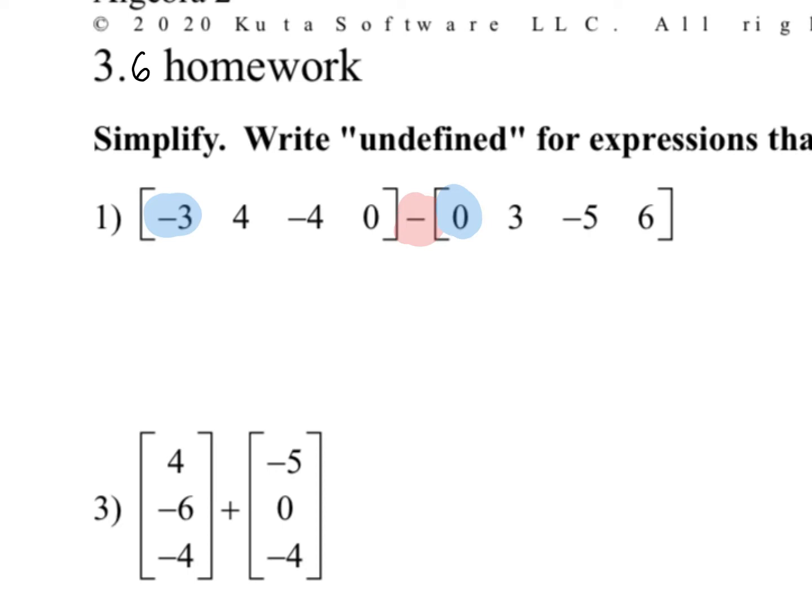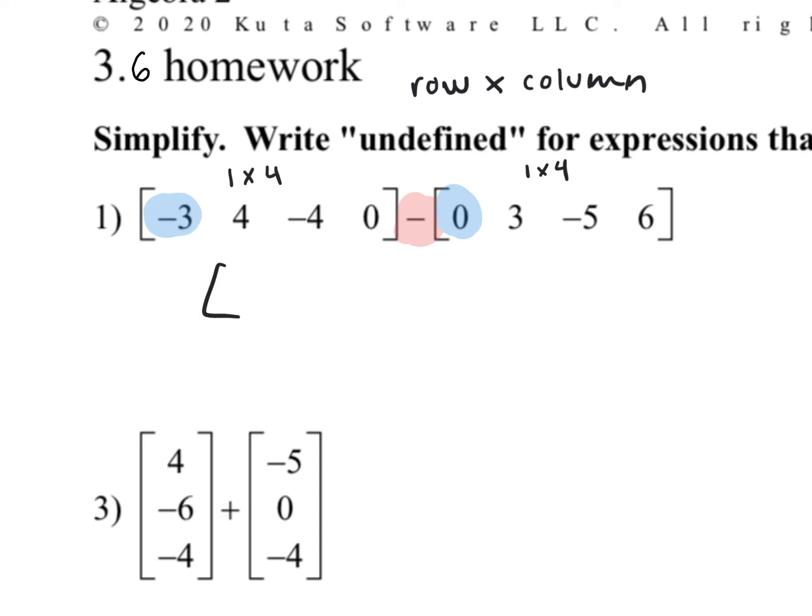Is this the same size? Same size, same size? Yeah. Remember, it's row by column. How many rows does this have? 1 row. Remember, rows are like movie theater rows. And how many columns? 4. And what about the other one? 1 row, 4 columns. So they're the same size, so we can subtract them.